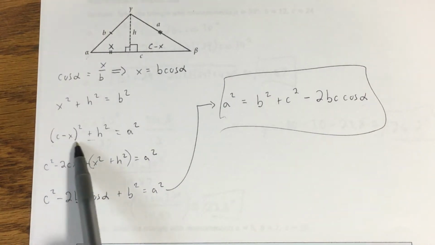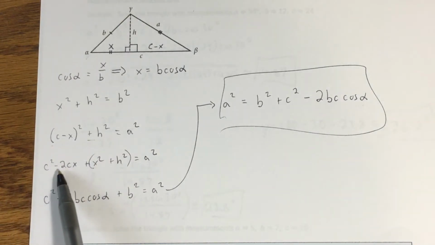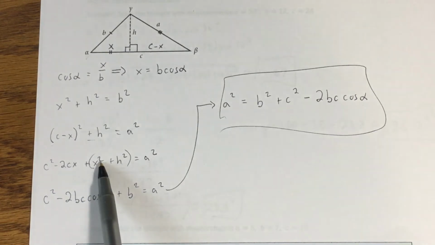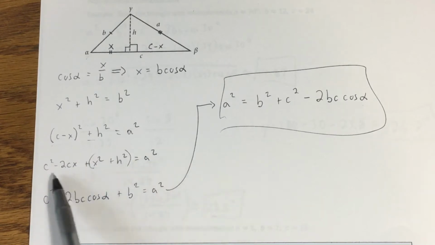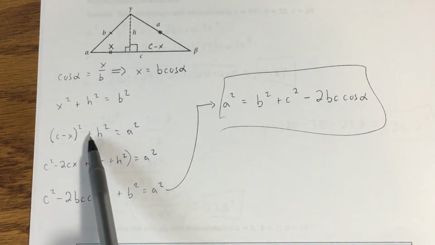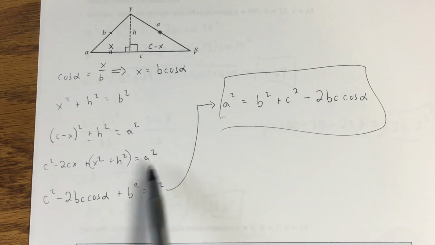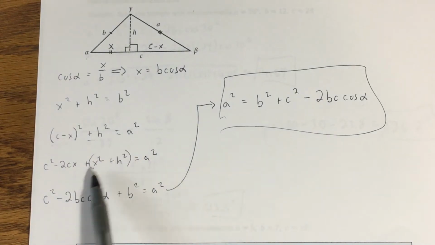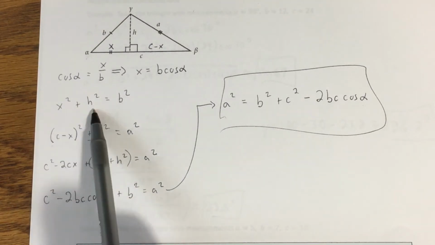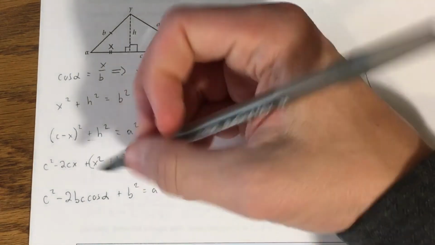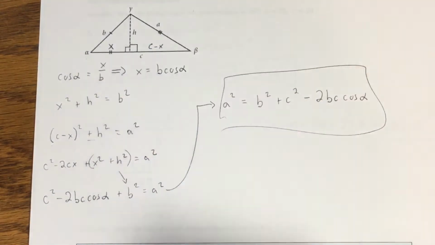Then if I were to take this expression, c minus x squared, and expand it out, I get c squared minus 2cx plus x squared. Now the reason you're seeing parentheses right here, I put these parentheses in after I expanded that out. Notice we still have the plus h squared showing up here. I grouped these two up, the x squared and the h squared, because those show up here, x squared plus h squared. We know that this is equal to b squared. So this is going to give me a b squared when I make that substitution.